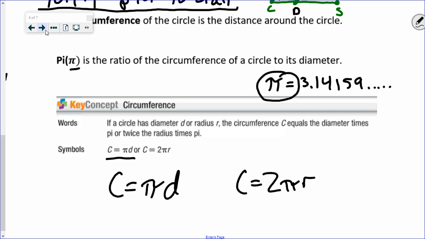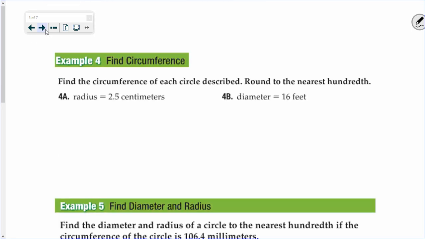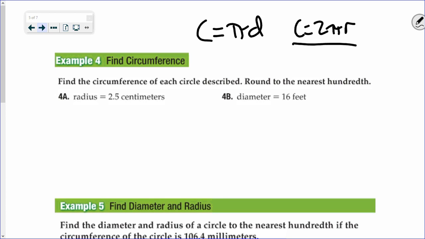So let's continue on to some examples here. So example 4 here, we're going to find circumference. So find the circumference of each circle described, round to the nearest hundredth. So again, our two formulas, C equals pi times diameter or 2 pi r. We use both here. Okay, in this first example, we're given radius is 2.5 centimeters. So we'll use the formula that has circumference with respect to radius. I'd use this one. So circumference is 2 times pi times 2.5.